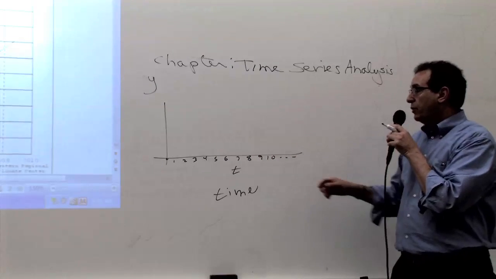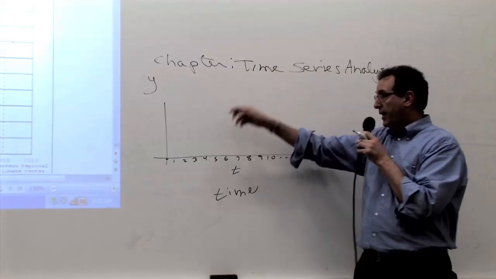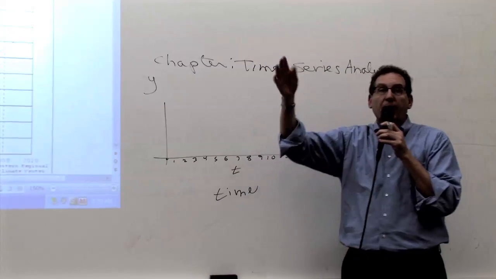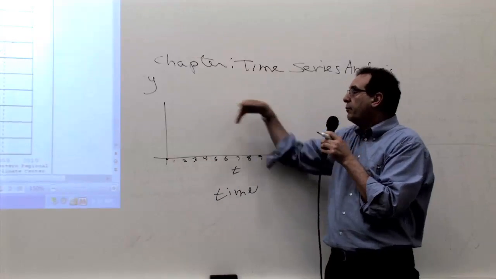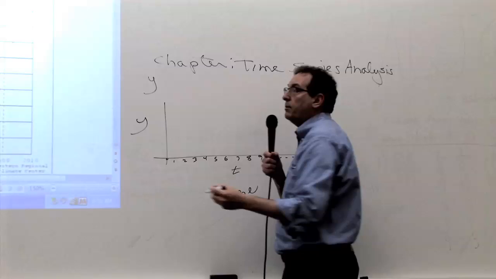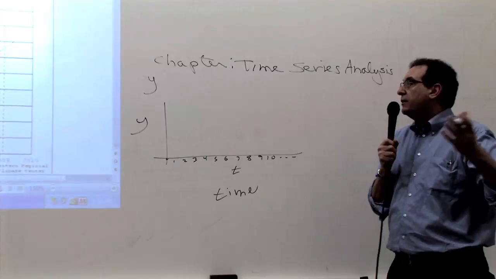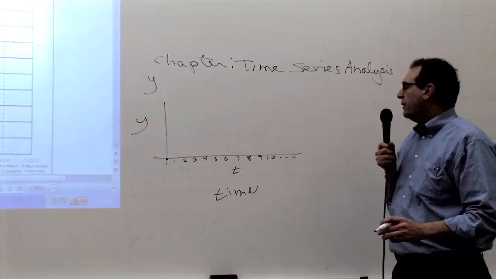Now, these time points could be centuries. Every 100 years you can collect those geological data. It could be every second if you're collecting some kind of biological data. It could be every quarter if you're collecting economic data, but it's some kind of regular time period. And the y variable can be anything: the price of a stock, the unemployment rate, your blood pressure, the amount of global warming, all kinds of variables could be measured along the y-axis.